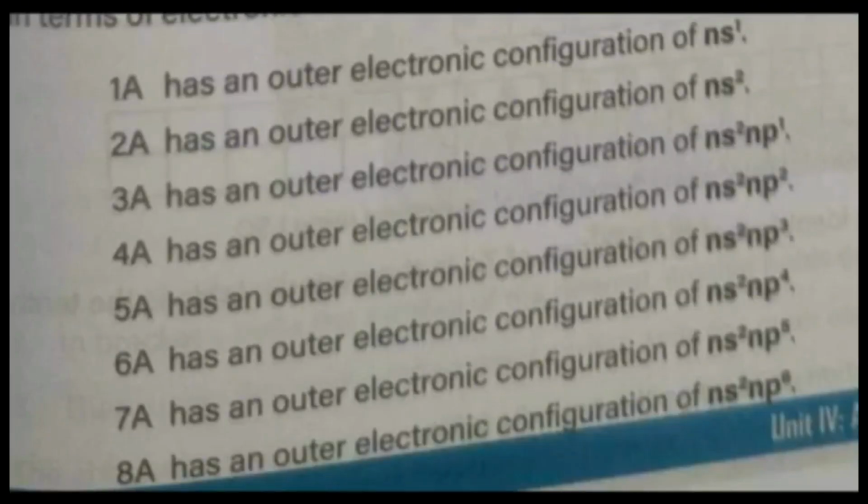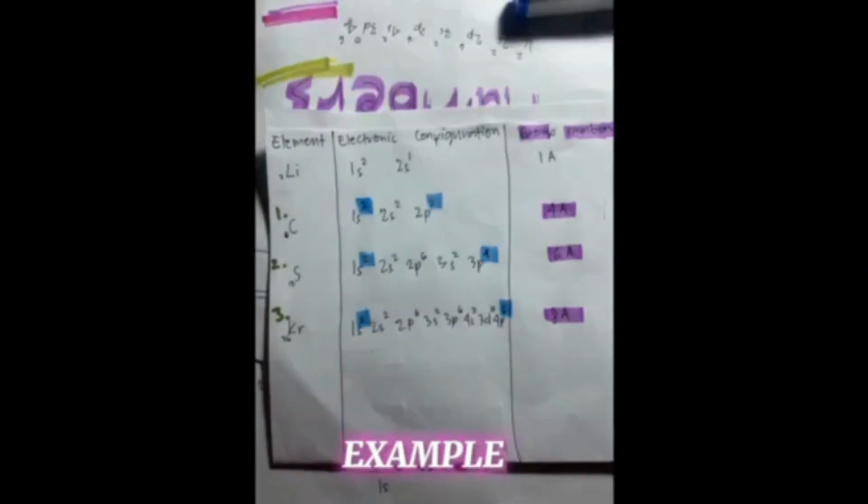Next, the group numbers. Again, we can easily identify an element's group in this way. Next is the energy level. 3 neutrons, which means 3 protons and 3 electrons. So we can identify it with this method. In the first layer, we have 2 electrons. Write the 2, and then in the second layer, we have 1.